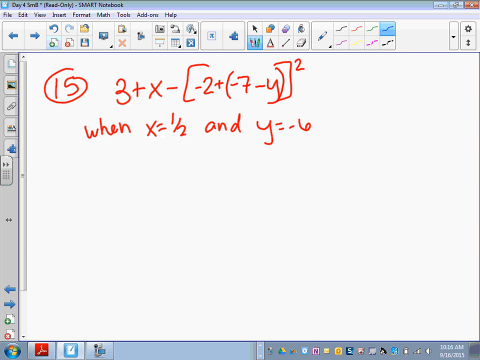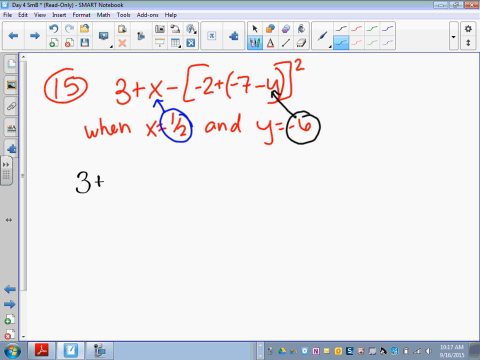Okay, so we're going to take our x value and substitute in for x anywhere we see an x. If I had an x somewhere else, I'd also substitute it in there. Likewise with my y value. I'm going to take this and substitute it in for y, anywhere you see y. Alright, so let's rewrite our equation now, inserting these values into our variables.